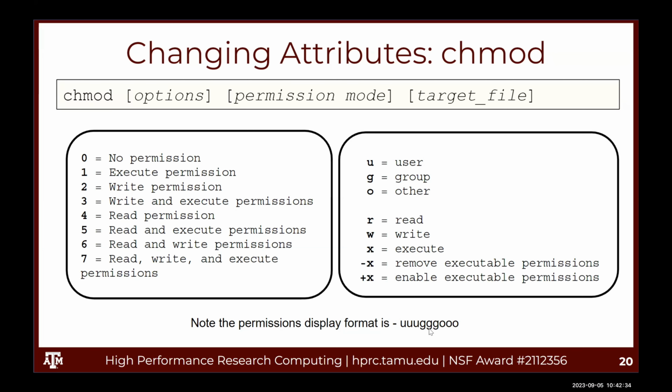So in order to understand this, the format for the permission mode is UUU, which is for users, then GGG for group, and lastly, OOO for others. U stands for user, G for group, O for other, and R stands for read, W for write, X for execute. If you do minus, then you're basically removing that permission. If you're doing plus, then you're enabling that permission. I will show how it works.